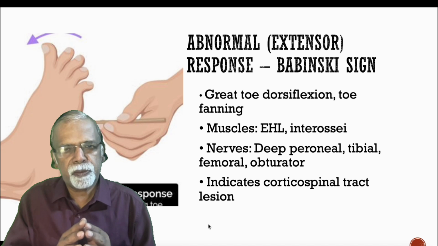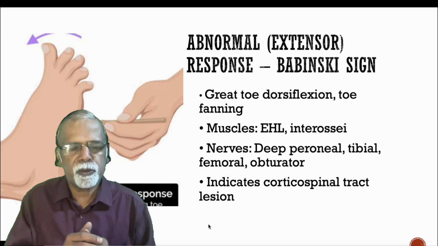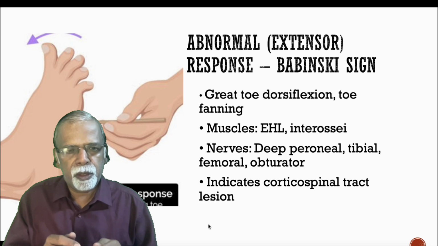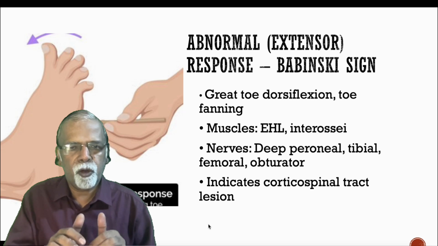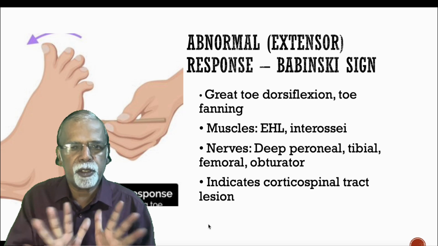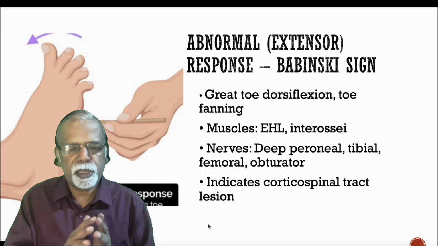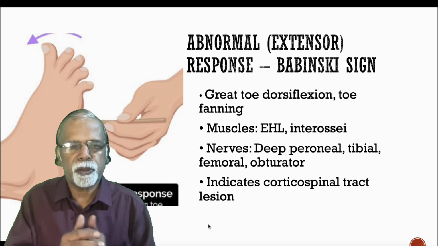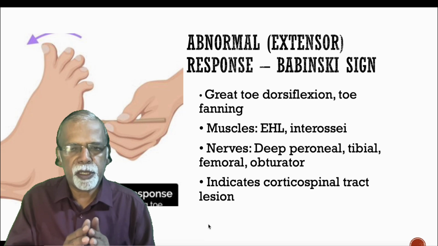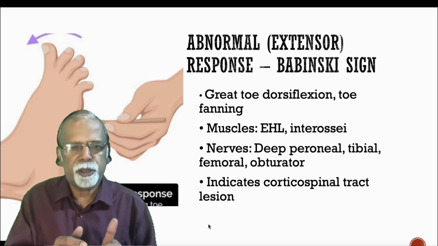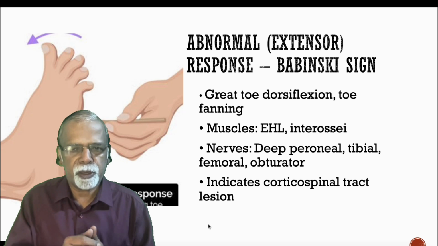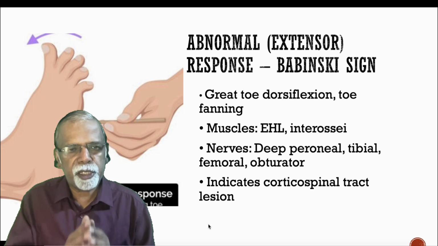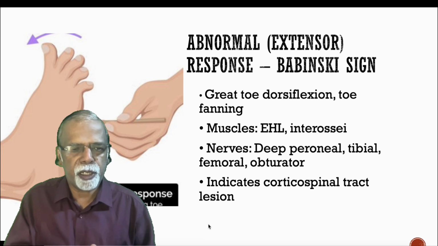The abnormal response is the extensor response. Dorsiflexion of the big toe precedes all other movements, followed by fanning and extension of the other toes. The muscles are extensor hallucis longus and the interossei. The nerve responsible for the extension is mainly the peroneal nerve, with other nerves for contraction of the other muscles. An extensor plantar response indicates a corticospinal lesion.